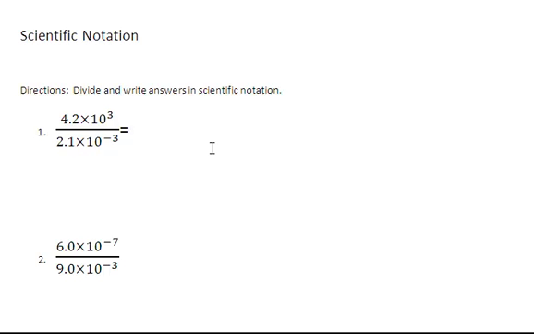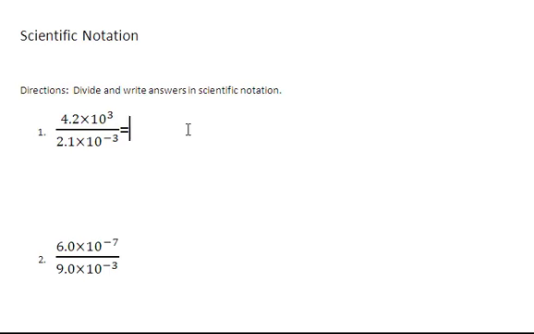Okay? So basically, you look at both of these problems and there's four numbers. They're all in scientific notation. Remember that definition, because that's going to come in very important a little bit later. Definition of scientific notation, that first number is between 1 and 10. So you'll notice that the 4.2, 2.1, the 6.0, the 9.0, they're all between 1 and 10. And then you have times 10 to some power. That's scientific notation. That's how it's written.